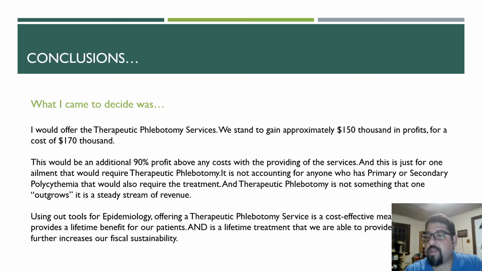And what happens is, we can even look, if we add in polycythemia, primary, secondary polycythemia, the numbers only go up, but the costs will pretty much stay the same. So we're going to make the same amount of profit from each person that comes in the door as we expand it to other people that need therapeutic phlebotomy. And this is not just a one-time thing. They're not just going to come in once and bam, they're done, and then you never see them again.